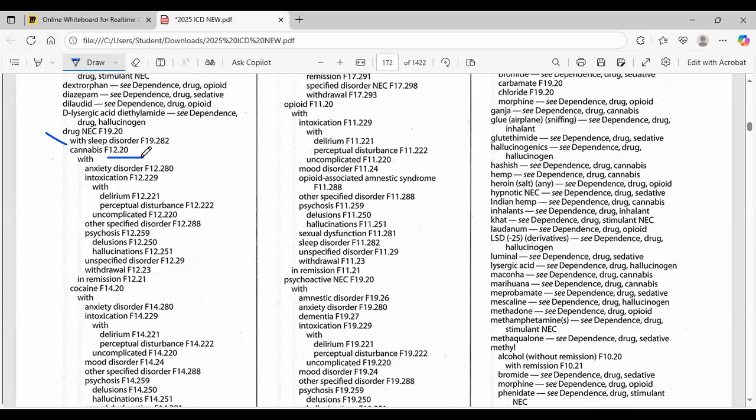Ma'am, what if the patient has acute toxicity due to an overdose? If the patient has toxicity due to an overdose, in that case you have to follow the drug table and you have to code the abuse. That's not the dependence case. So you have to code the abuse. And if due to that toxicity the patient is getting any symptoms, you have to code the symptoms also. Now let's get back to the guidelines.